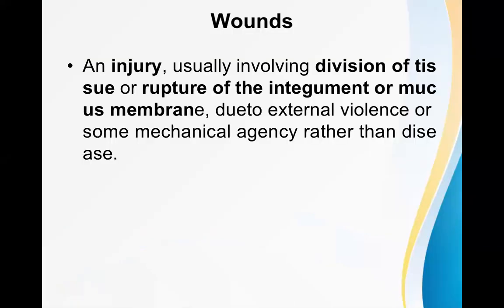See this, start with the definition. Wound is an injury usually involving the division of tissue or rupture of the integument or mucous membrane. Integument means skin, due to external violence or some mechanical agency rather than disease. So what is the meaning of this? There is some external injury, either because of surgery, which we routinely do in the hospital, or because of some trauma. There is rupture of the skin or mucous membrane, and that is called a wound.